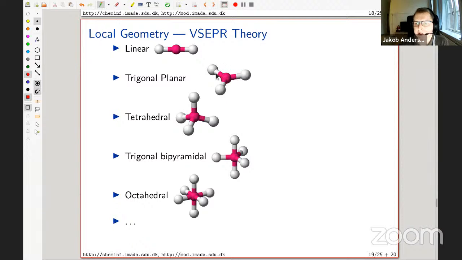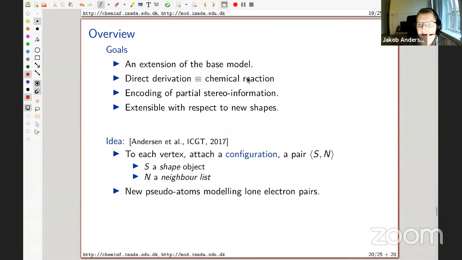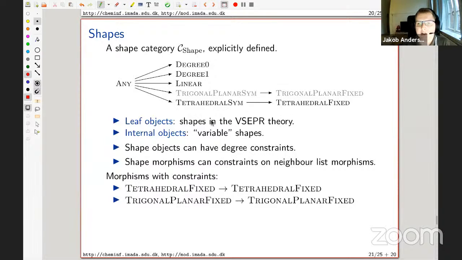When you have 3 bonds around an atom, they want to arrange in a certain manner. And using that theory, we can define these shapes and some neighborhoods. We want this to be an extension of our model, such that we can disable it, and we want to have partial information. We presented this at ICGT a couple of years ago. I think time is running out for me, so I'll go through this very, very briefly. The idea is we have a shape category, with some kind of variable shape, such that we can still have this generalized stereochemistry. And then we have these neighbor lists that figure out how we are embedded into this local geometry.